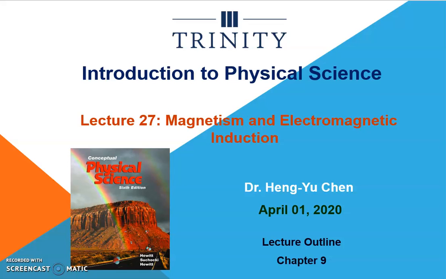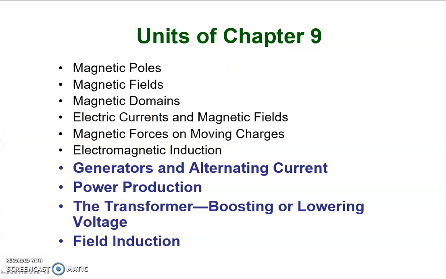This is definitely not an easy chapter, but let's briefly review what we have learned before. We have learned that if you have a bar magnet or a horseshoe magnet, some materials in nature will produce a magnetic field. The magnetic field is produced by the magnetic poles, and we have north and south poles. And now we study that if you have an electric current, then the electric current also will produce a magnetic field itself. So the magnetic field here is produced by the current.